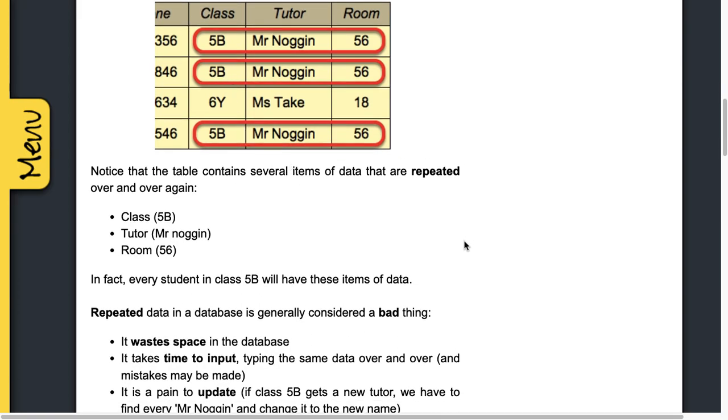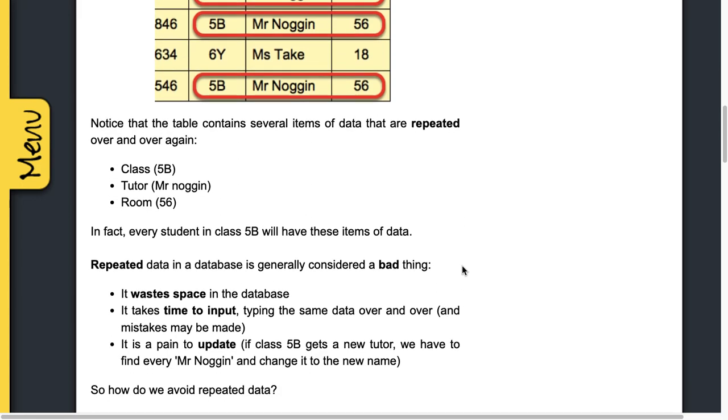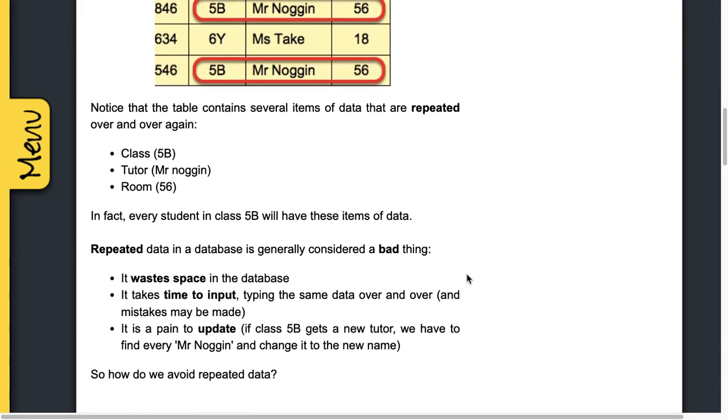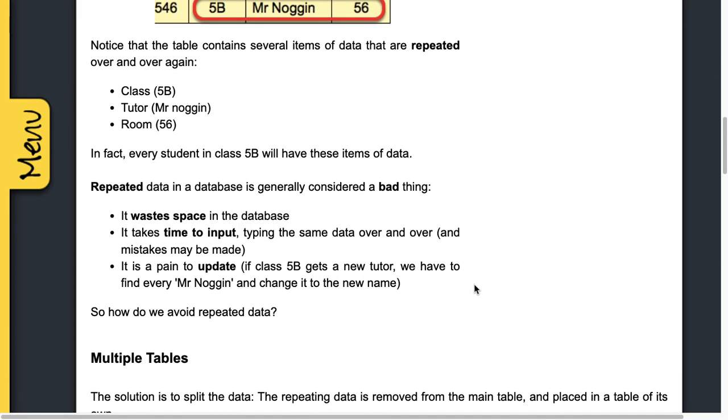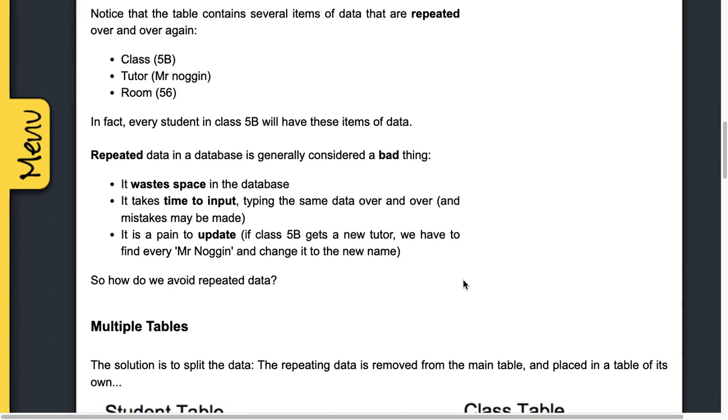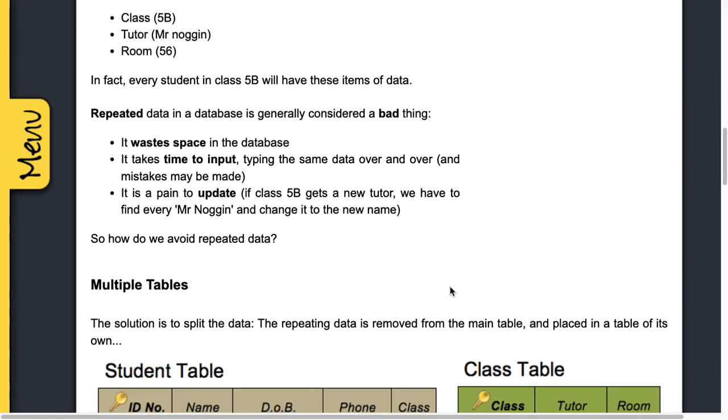Now, repeated data in a database is generally considered a bad thing. It wastes space in the database. It takes time to input, typing the same data over and over again. It might also result in mistakes being made. And it's a pain to update. If class 5B gets a new tutor, you have to find every Mr. Logi and change it to the new teacher's name every time.